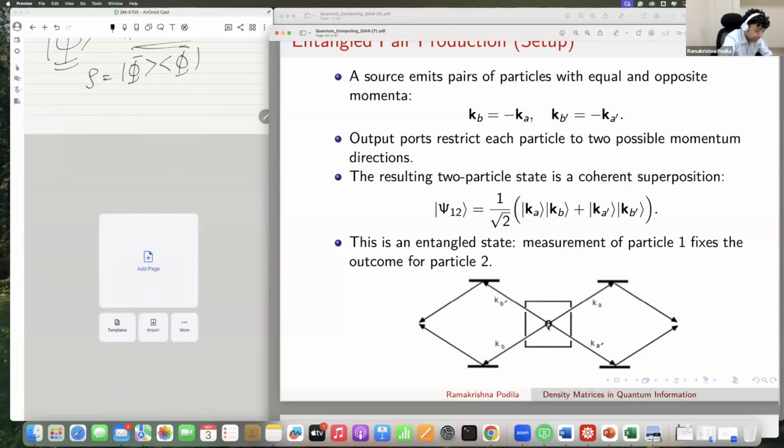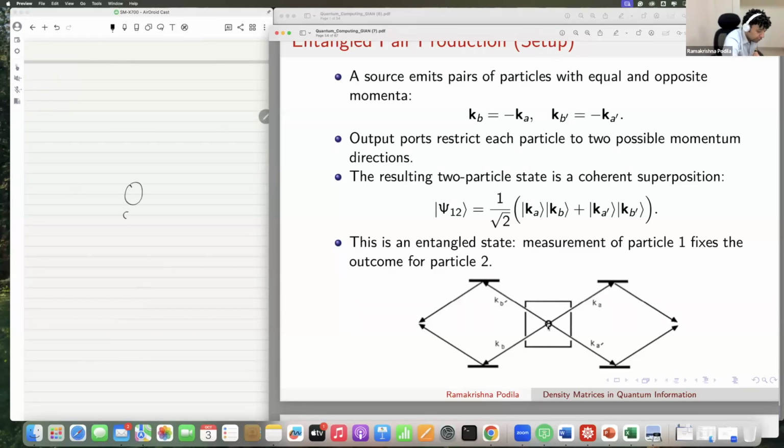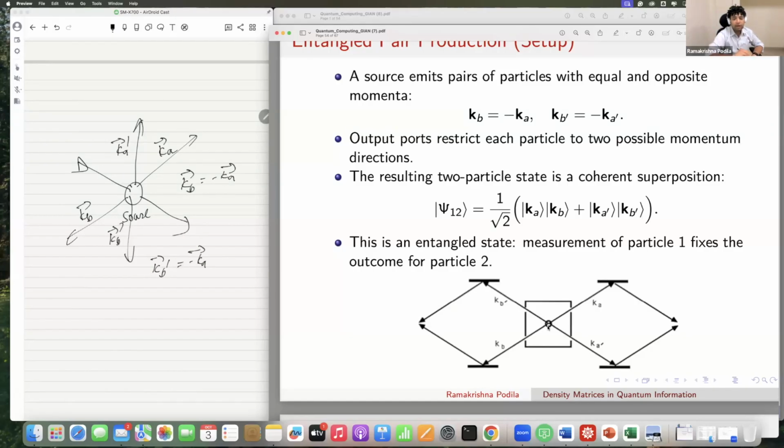So for example, this is the source. Whenever it emits a pair of particles, it can emit in this direction, this direction, whichever direction. It emits in all directions. But whenever it emits, for example, this is Ka and this is Kb, then these are equal and opposite, meaning Kb is minus Ka. If this is Ka prime and Kb prime, then Kb prime is minus Ka prime. It's always equal and opposite. It can emit in any direction.